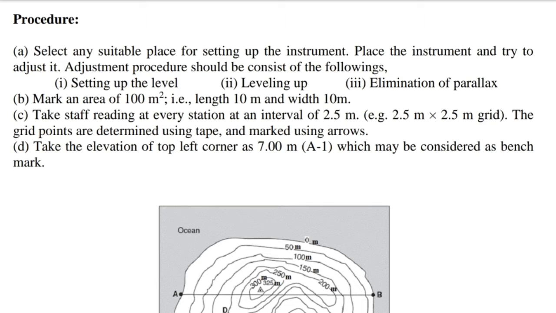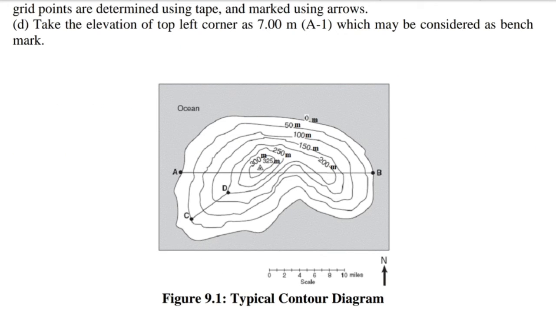D. Take the elevation of the top left corner as 7 meters, A1, which may be considered as the benchmark. Figure 9.1 shows you a typical contour diagram.